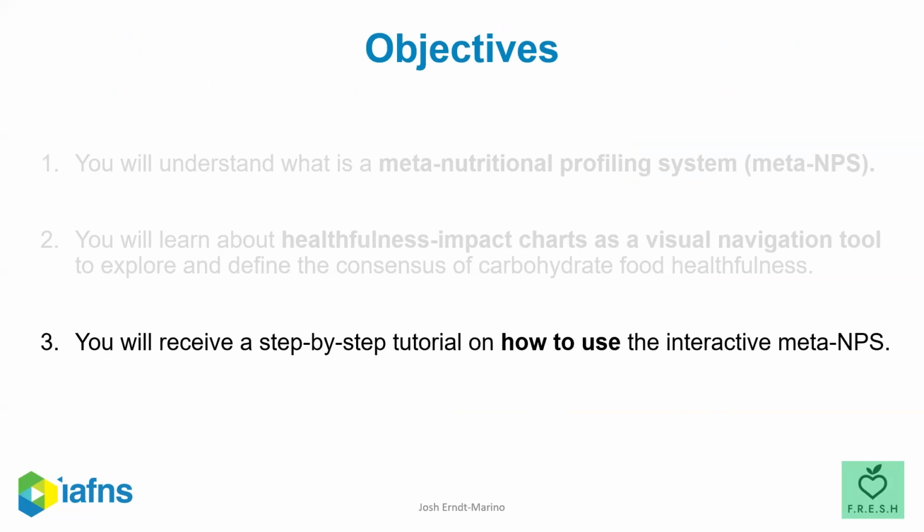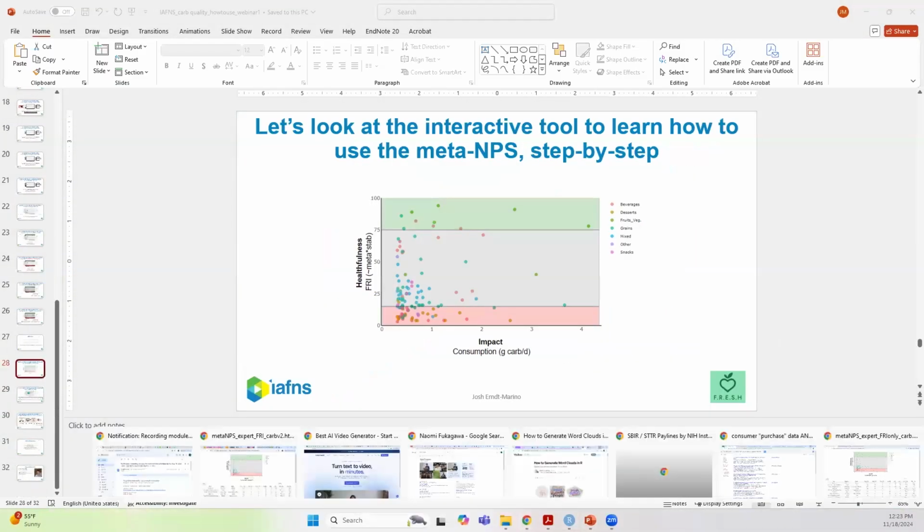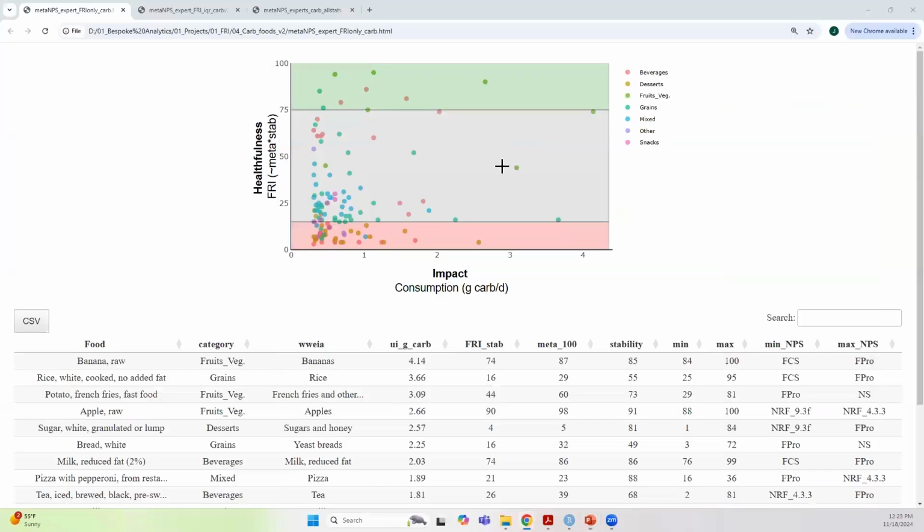Now we're going to take a second to show you a step-by-step tutorial and demo on how to use the interactive meta-NPS. So I'm going to switch my screen now to the actual tool in place of the slides. And so now we're looking at our healthfulness impact chart, the same thing that was just on the slides before. And you can see as I scroll over various foods that all of their meta-NPS statistics pop up.